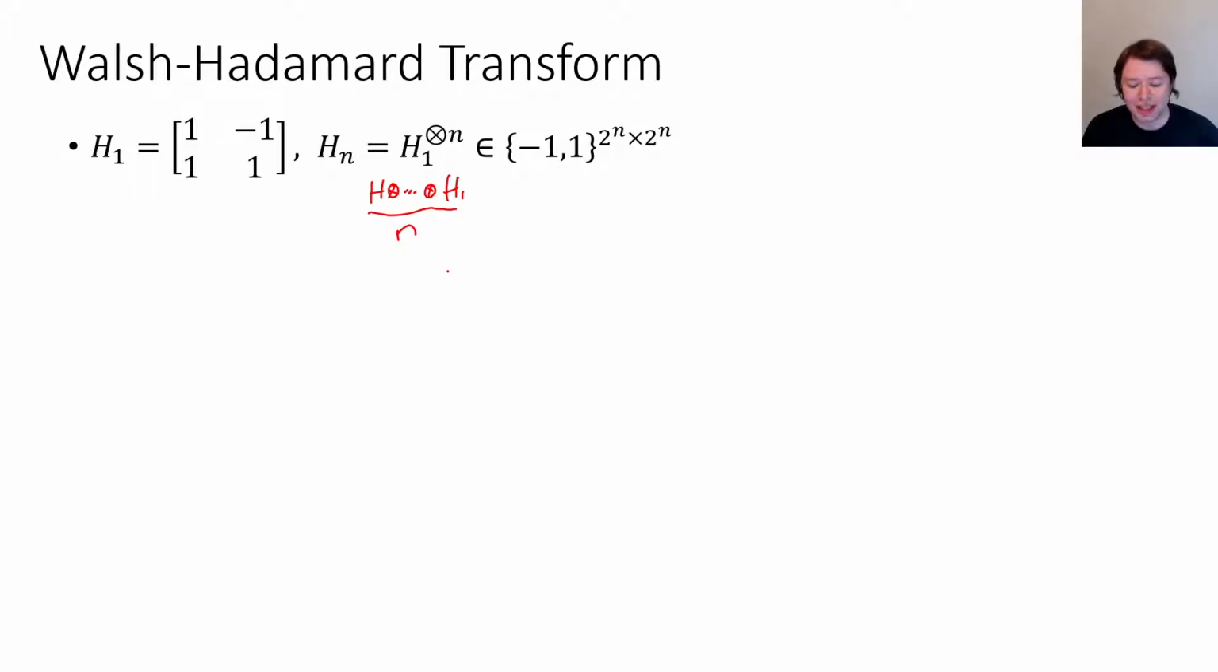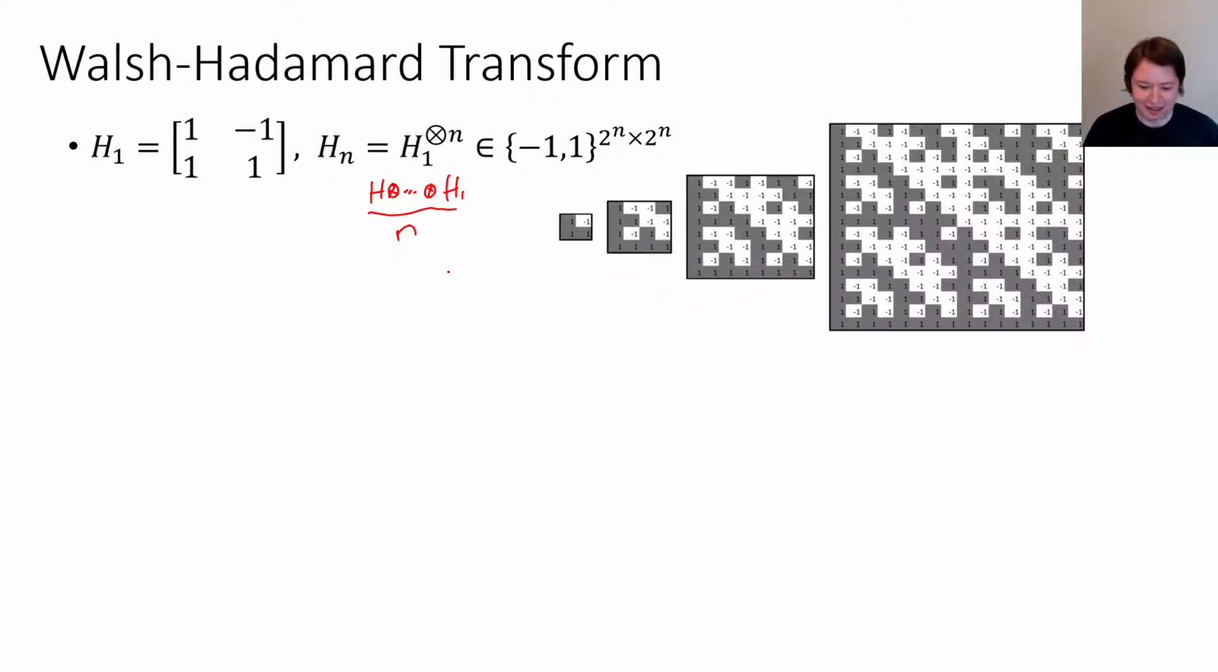So it's a 2^n by 2^n matrix whose entries are all 1s and -1s. Here's a picture of the first few. You can see that each one looks like 4 copies of the previous one, except that the top right entry is negated.